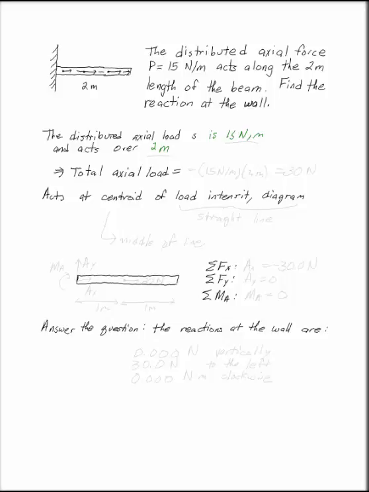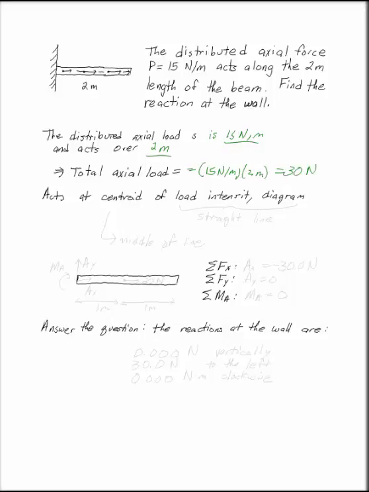Don't get confused that it's not at a right angle. This is not some moment arm that I need to have at a right angle like most of our distributed loads are. This is just 15 newtons per meter acting over 2 meters. So my total axial load is 15 newtons per meter times 2 meters, which is 30 newtons.